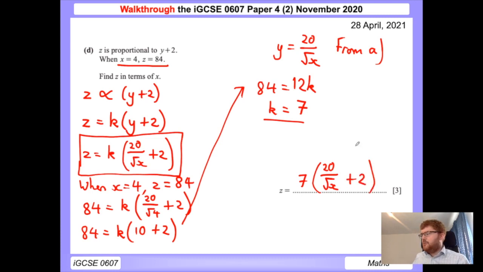Kind of sneaky proportion variation questions. So that's definitely an A, A star part. It's quite unseen. It's not very, very standard by any means.